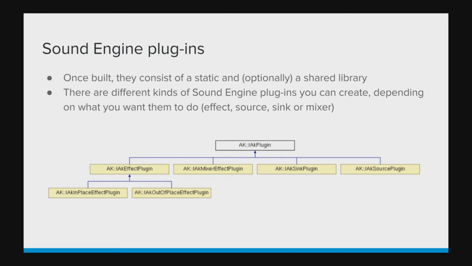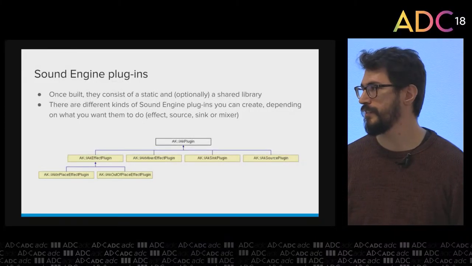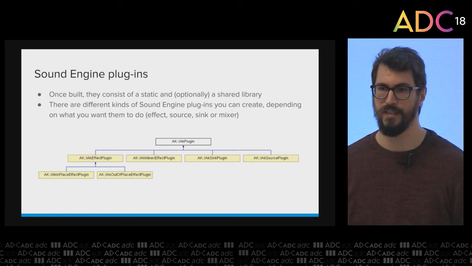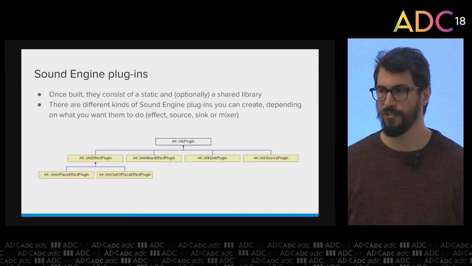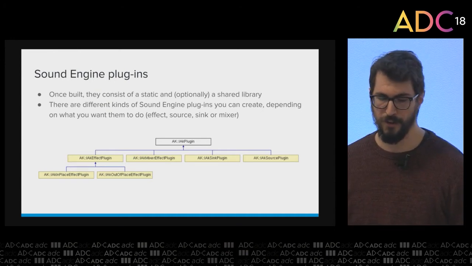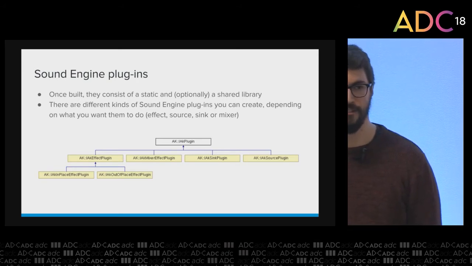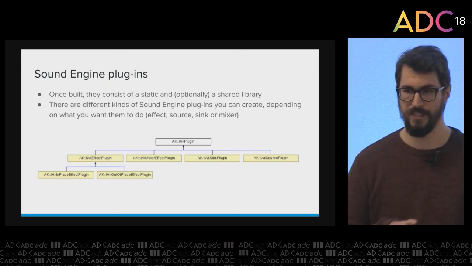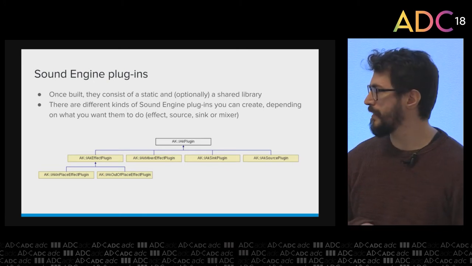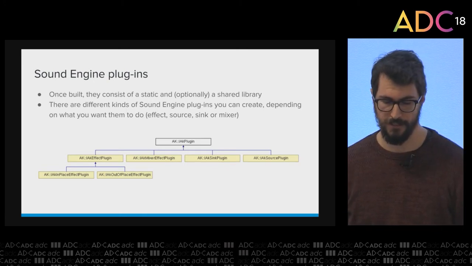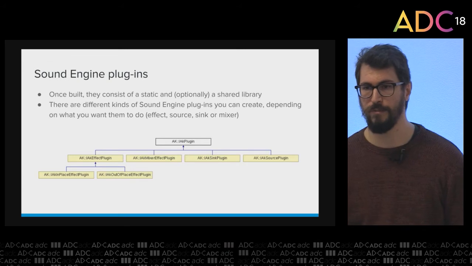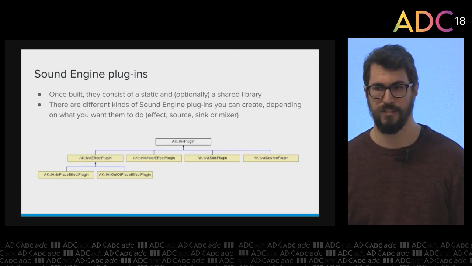For the sound engine part, it consists basically of a static library, like I said before. But it can also have a shared version, which we often use for game integrations like Unity, which actually requires a shared library. There are many kinds of sound engine plugins that you can make, and that's the part of the code that is going to contain all of the DSP. So you can make an effect plugin, which is pretty self-descriptive, a mixer plugin, which also describes itself pretty well, a sink, which is pretty much an audio device, and a source, which is a sound generator.